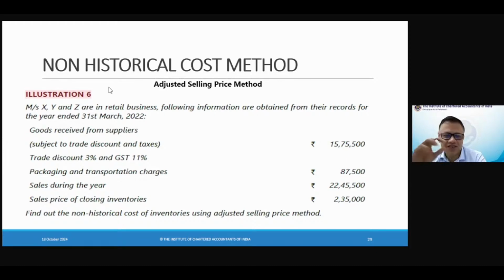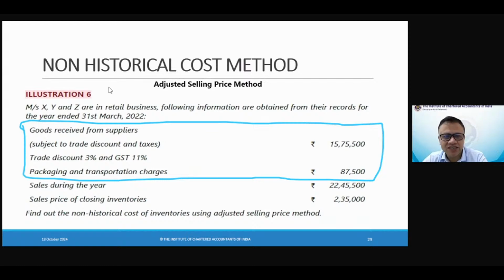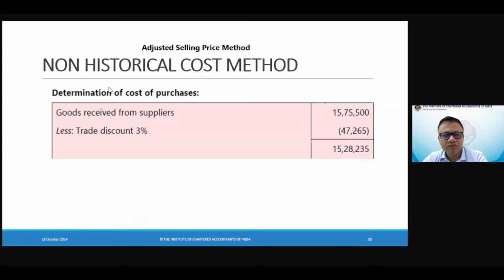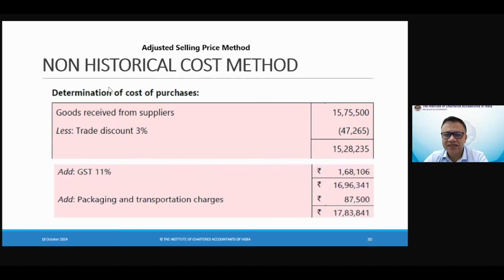Now what we have to do is find the non-historical cost of inventories using the adjusted selling price method. First of all, we have to see which is the cost. Up to packing and transportation charges is our cost here. So we take this cost to calculate the cost of the inventory. What is the cost of purchases? Goods received from suppliers less trade discount: 15,75,500 into 3% is 47,265.